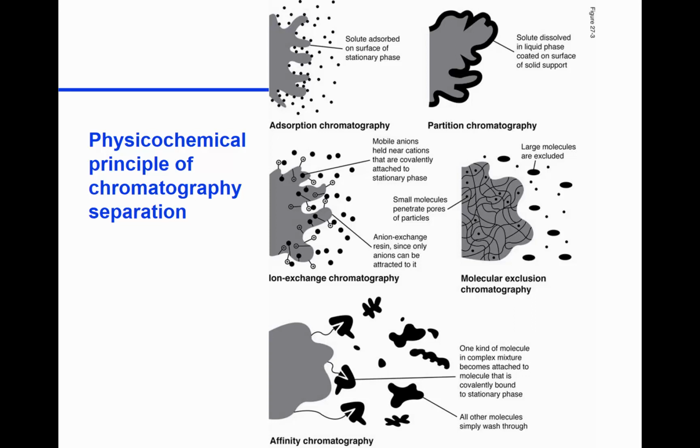So the molecule is interacting. Let's say you have positive charges on your stationary phase. Your molecule would be negatively charged. It will be interacting with that positive charge on the stationary phase. In this case, it is an example of anion exchange because you have positive charge on the stationary phase, and an anion is a molecule that carries a negative charge, and it is the molecule that is being exchanged. That's why we call it anion exchange chromatography. The opposite is true for cation exchange.